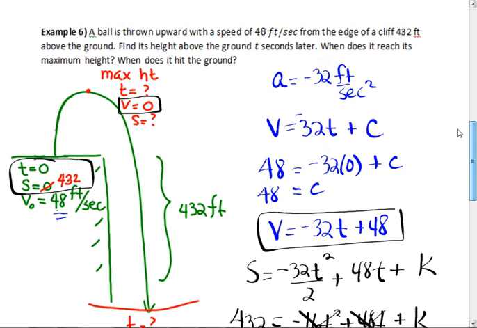Where are you looking at? We get negative 32t plus c. How did that happen? Because I find the antiderivative of this. Oh.